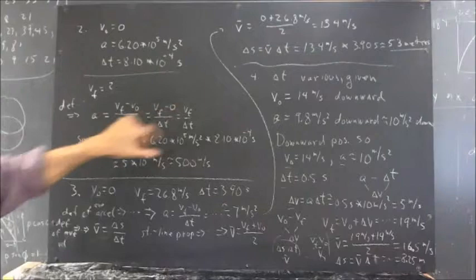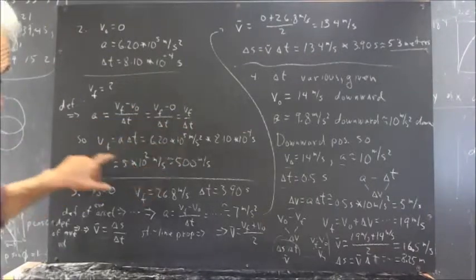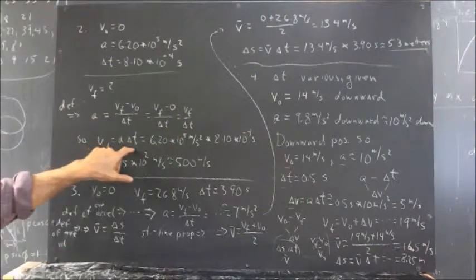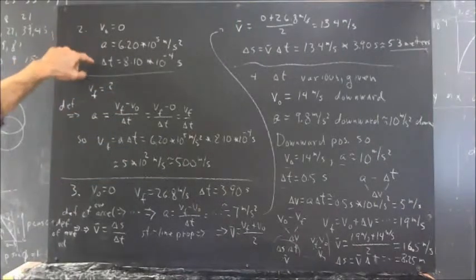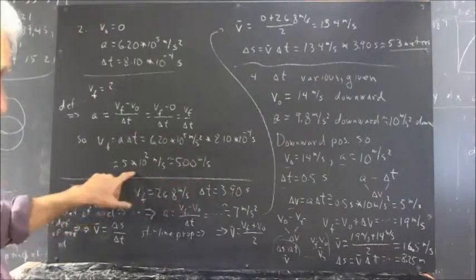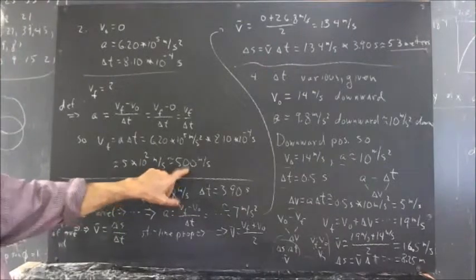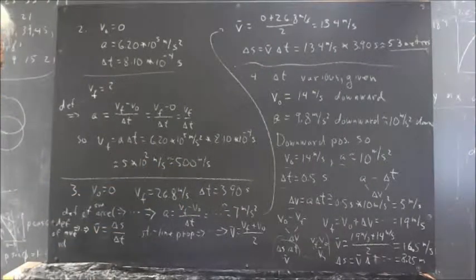And then it follows, since the acceleration is Vf over delta t, that Vf is the acceleration multiplied by delta t. We can just plug in our acceleration and our delta t, do the calculation, and we learn that the bullet exits at about 500 meters per second.